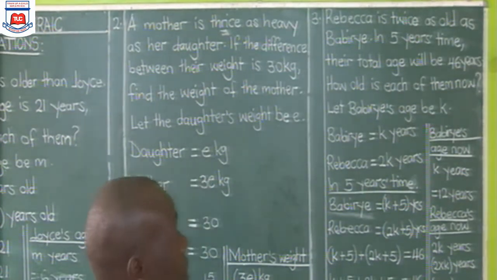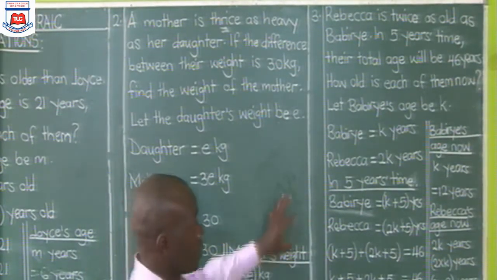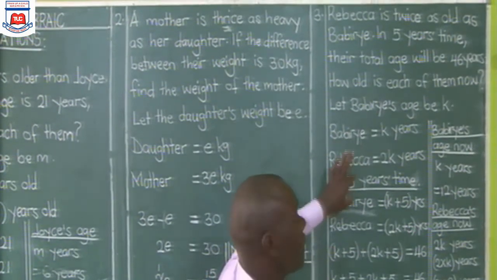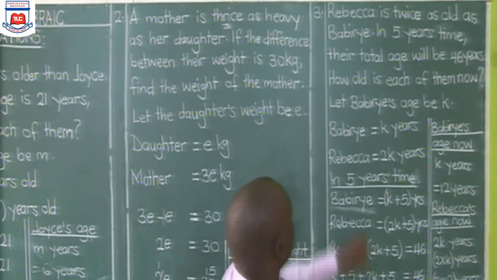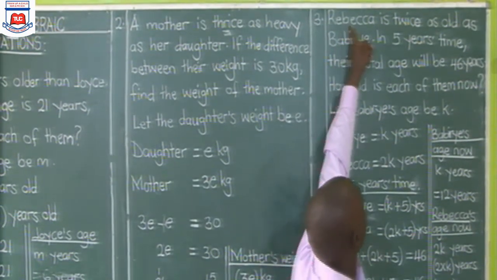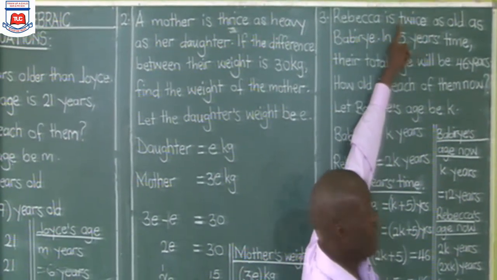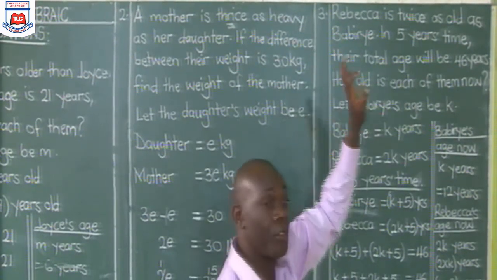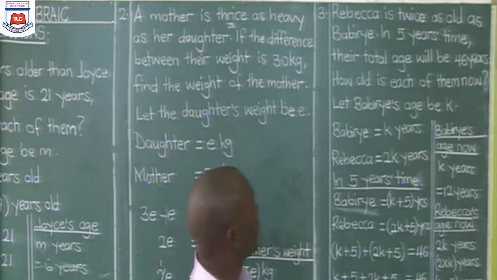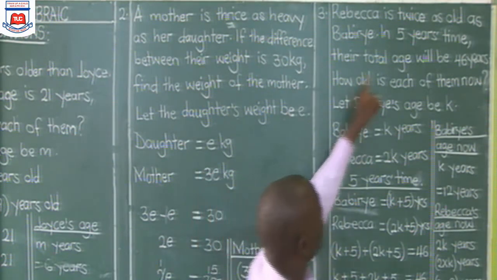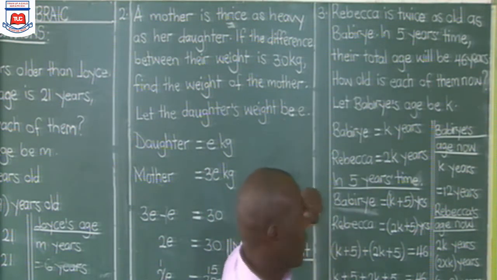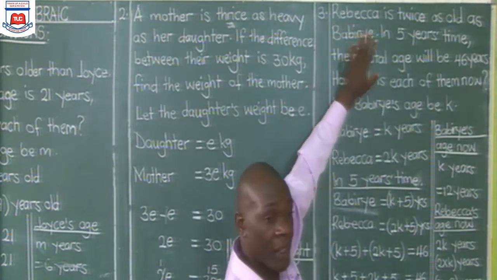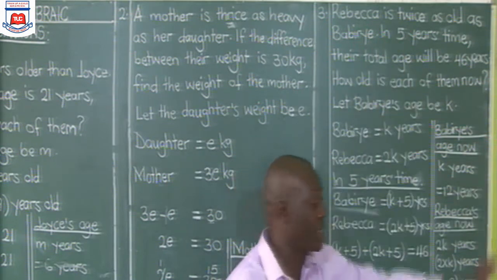Therefore, you should note that you are supposed to form the present ages, then the ages after 5 years' time. So remember the question reads, Rebecca is twice or 2 times as old as Bavirie. Ask yourself who is the younger of the two. If Rebecca is twice as old as Bavirie, then Bavirie's age is a half that of Rebecca. So the opposite of twice is a half.